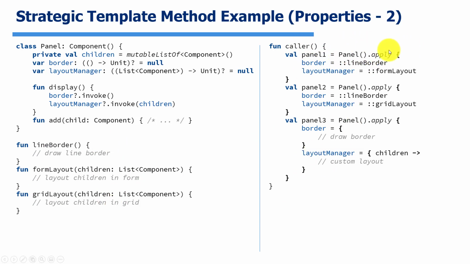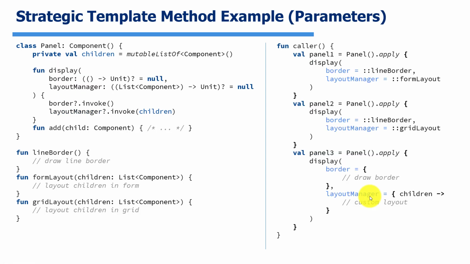So we create our panel and say border is a reference to the line border function. Layout manager is a reference to the form layout. And similar here, line border and grid layout. Or if we want to actually plug these in using lambdas on the fly, so we have some custom work, we can say border equals curly brace, call it. Layout manager equals curly brace, call it. Boom. This should start looking a little bit familiar to what we've seen in Jetpack Compose so far.